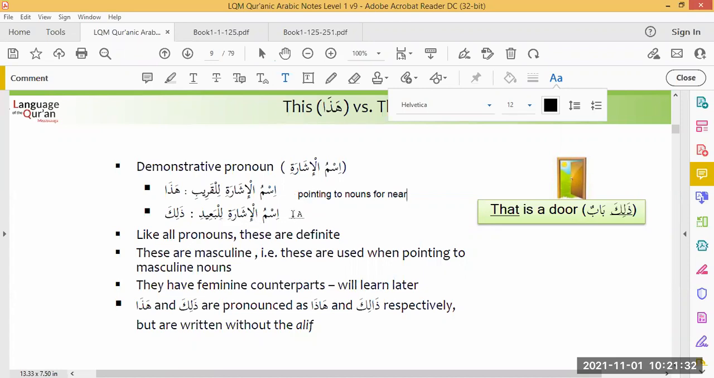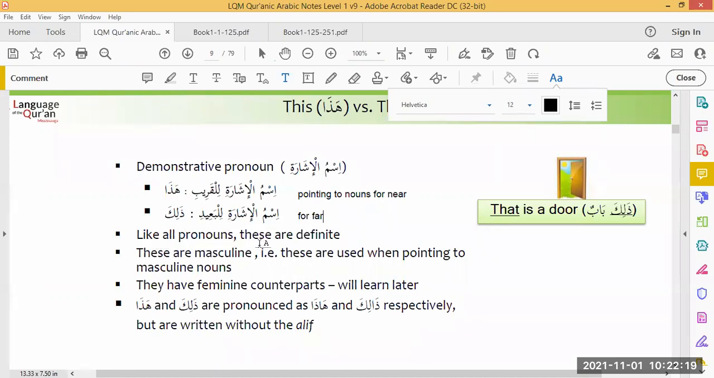And ismul ishara lil baidi, we use it for far. So haza is an ismul ishara lil qarib for masculine singular. Haza is a demonstrative pronoun for masculine singular. And zalika is ismul ishara for masculine singular also. But the difference is haza is used for near and zalika we use for far things.